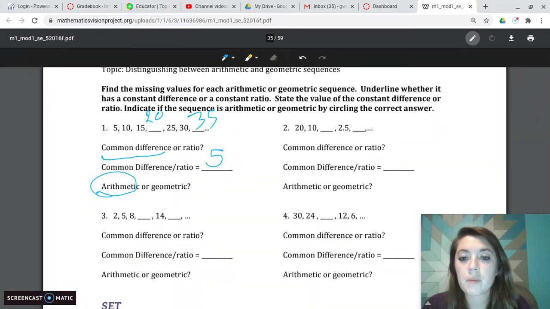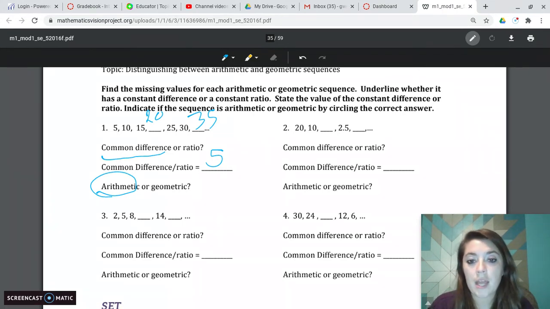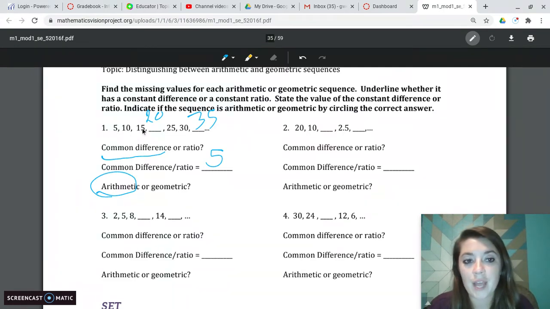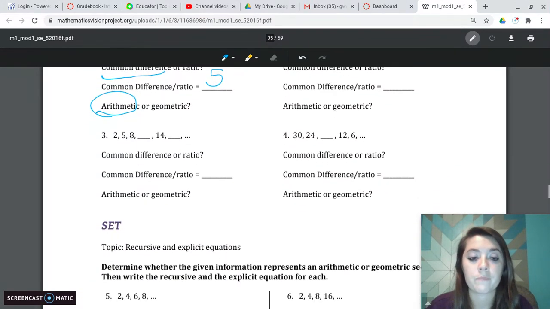So remember, with geometric sequences, you're either multiplying or dividing. So make sure you look at more than just two numbers. So don't just look between 5 and 10 and say, we must be multiplying. No, because if you look from 10 to 15, you're definitely not multiplying. So make sure you really look at the whole sequence, not just the first two, and then put whatever the difference is between those. Okay? So be very careful with that.